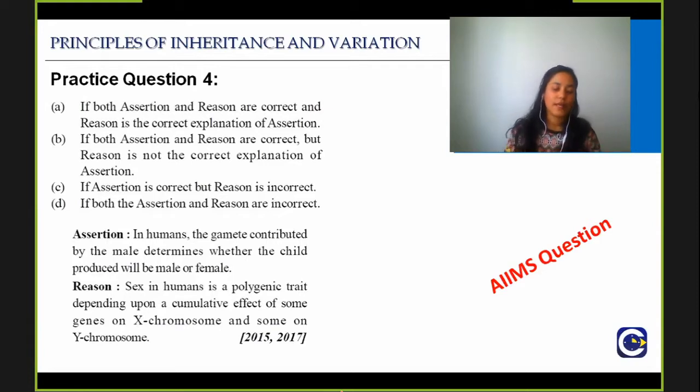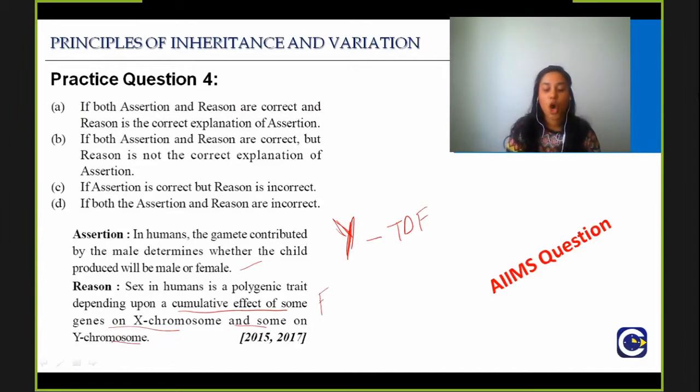So let's go step by step. In humans, the gamete contributed by the male determines whether the child produced will be male or female. This is true because in case of humans, Y will determine, because Y has the testis determining factor. Next is, sex in humans is a polygenic trait depending upon cumulative effect of some genes on X chromosomes and some genes on Y chromosomes.